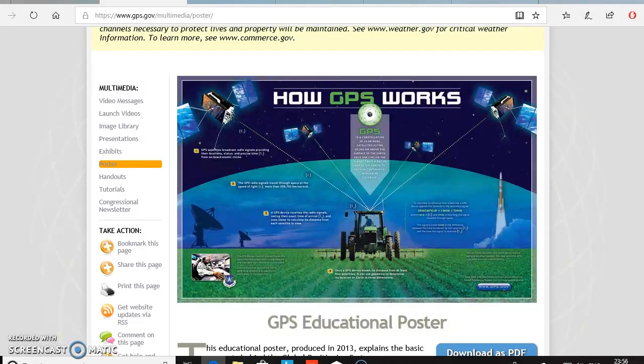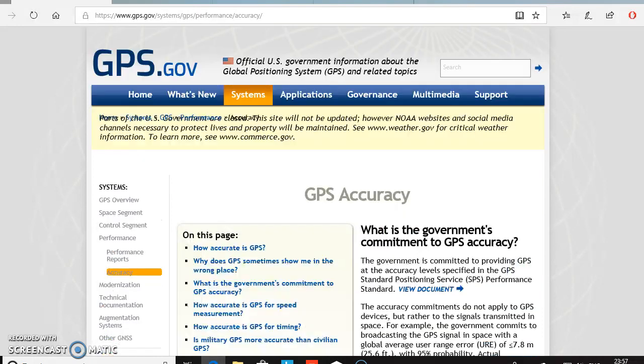On the How GPS Works page, they have unashamedly put a cartoon picture of satellites in the sky and antennas pointing at the sky and a rocket taking off. All these are false representations.